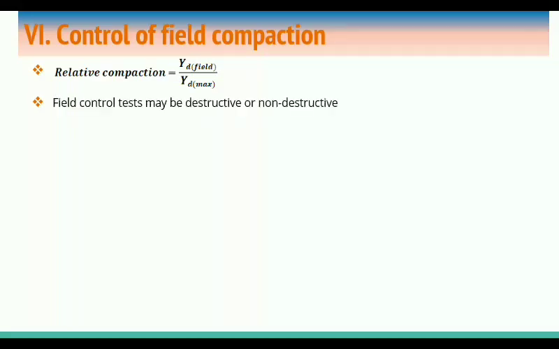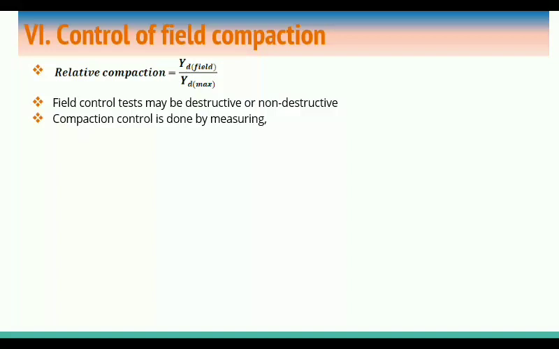Control of field compaction. Whatever dry density we get in the field, we can compare with the standard Proctor test or the modified Proctor test. Basically the ratio of the dry density in the field to the maximum dry density is known as the relative compaction or percentage compaction. So we can write this formula. The field control test may be destructive or non-destructive.